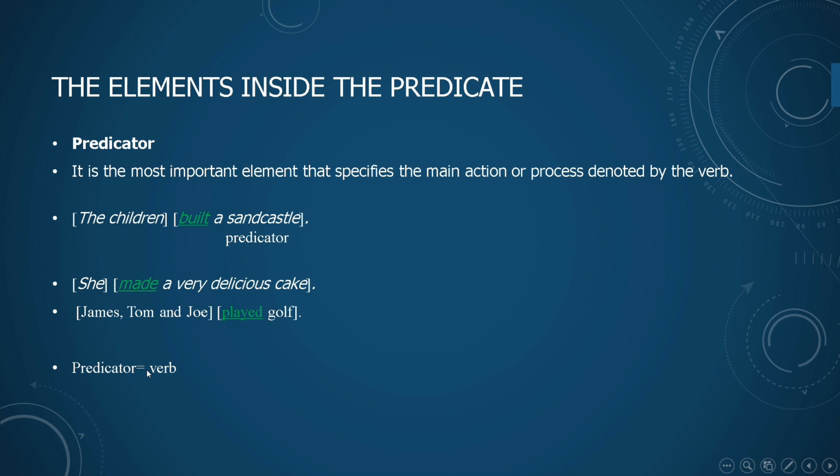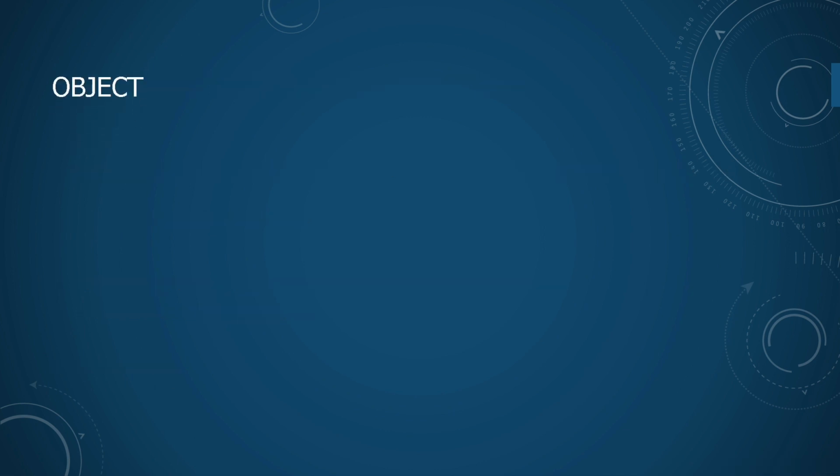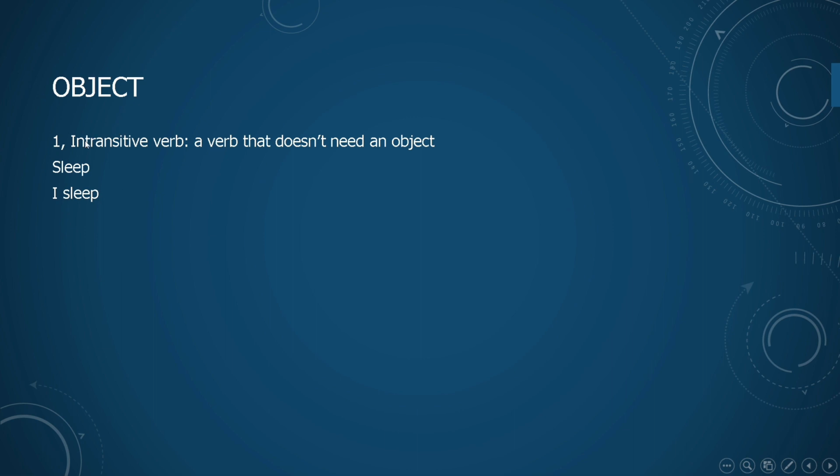Okay, we have objects. Before talking about objects, there are 3 types of verbs. I would like to mention them to get to know more about the objects. The first type, we have intransitive verb. A verb that does not require an object, that doesn't need an object. I mean, this kind of verb makes sense. The meaning of the sentence is completed even without an object. Just like the example sleep. When I say I sleep, this sentence is okay, it makes sense, we don't need an object here.